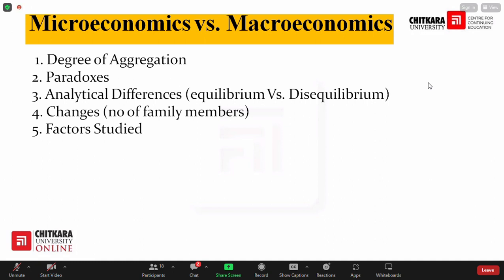The second is the paradoxes. Now, what is the meaning of paradoxes?